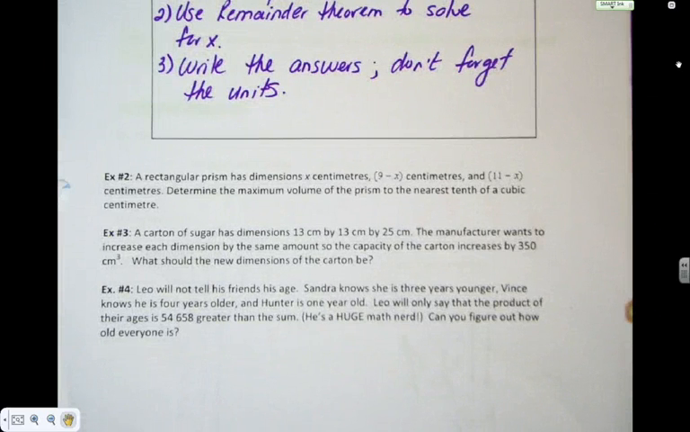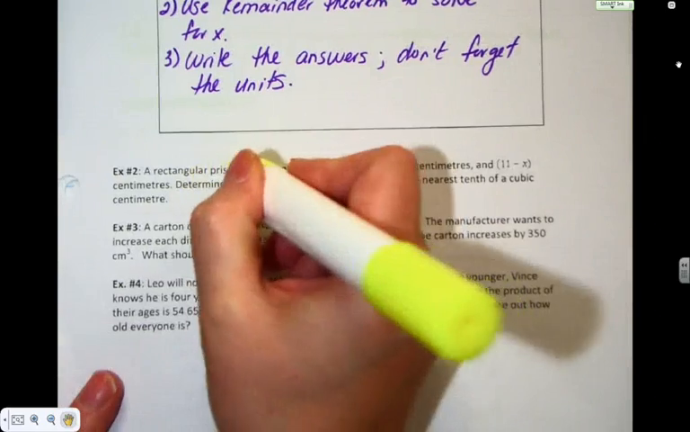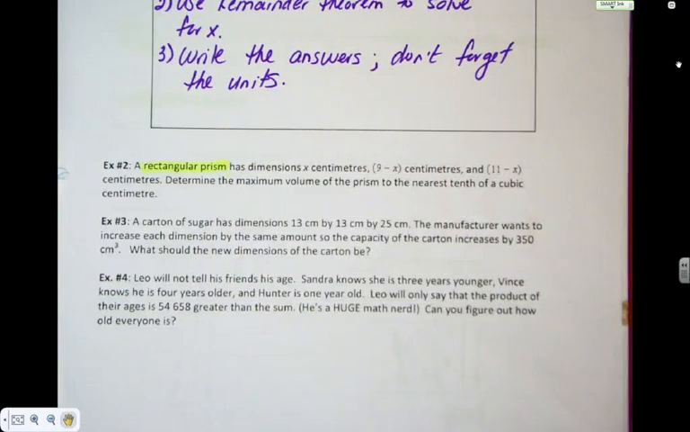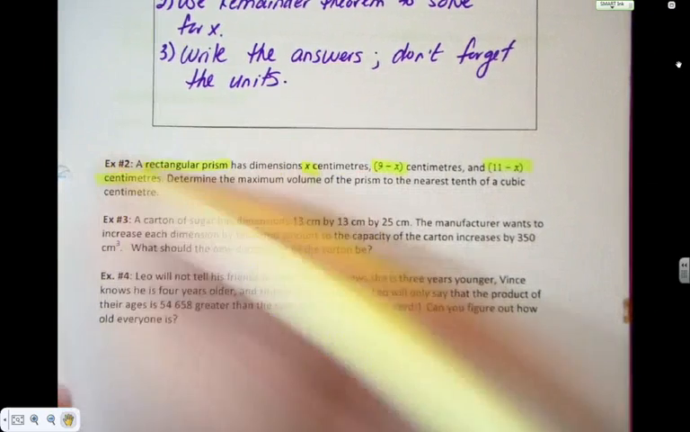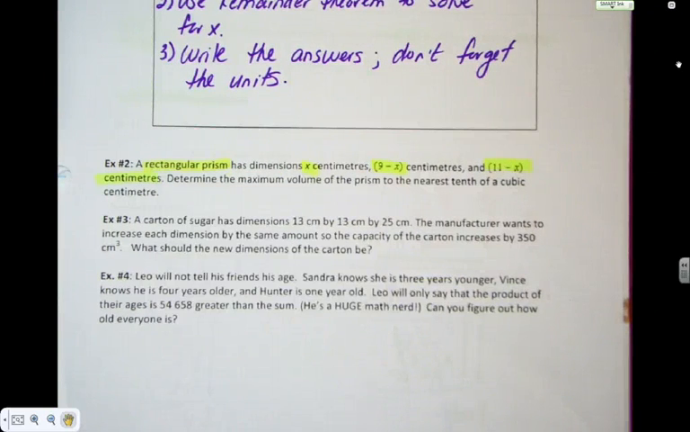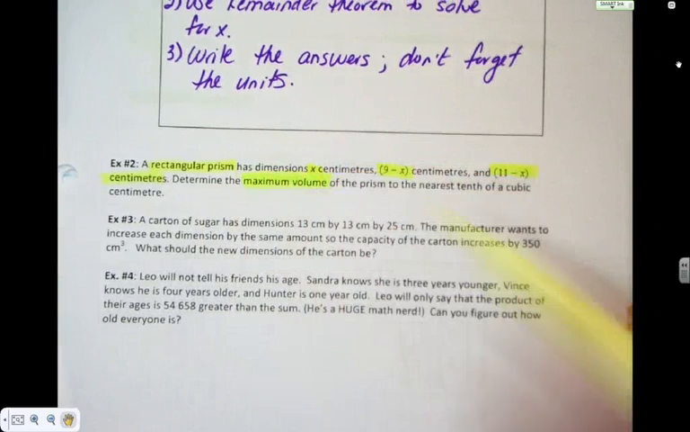Okay, let's look at number 2. So just read to read. Okay, looks very similar to the one above, so I'm assuming you probably want to highlight rectangular prism. Dimensions of x, 9 minus x, 11 minus x, centimeters. Maximum volume this time, so it's not asking the dimensions, it wants the volume. Perfect.